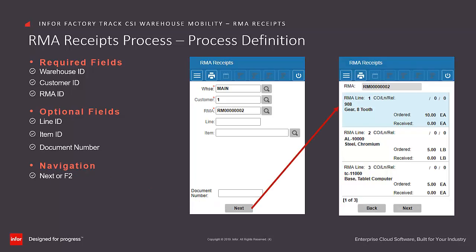The detailed item line selection screen is only displayed if both the line ID and item ID are left blank before clicking Next. This line item detail selection screen identifies the quantity of items that the RMA has authorized for return as well as the quantity that has already been received. Select the item line and click on Next to continue.